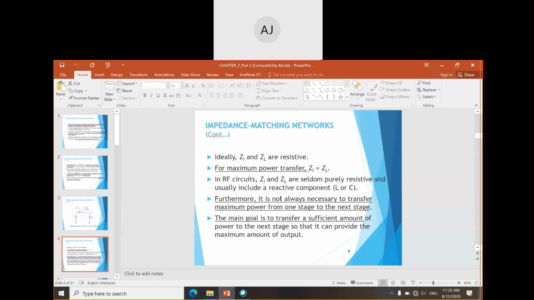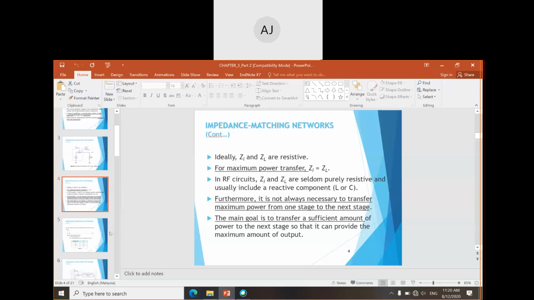To maintain enough power in the circuit, the value of the input impedance and the load impedance should be equal. So the main goal is to transfer a sufficient amount of power. There is no need to transfer high power, only sufficient power.